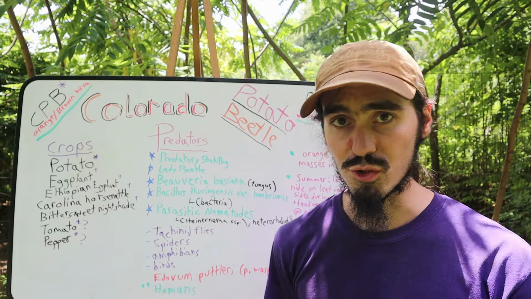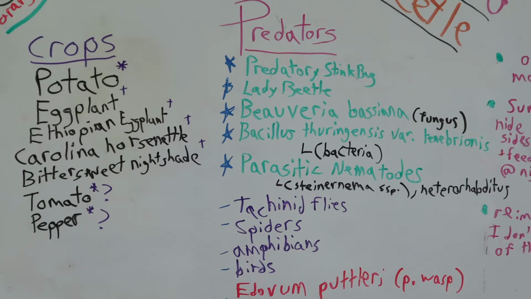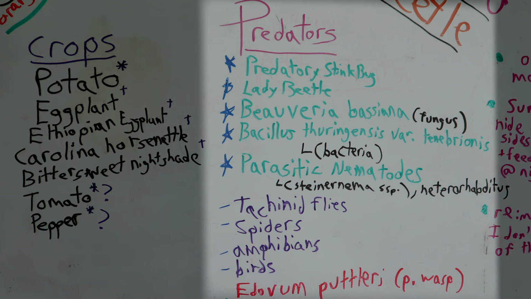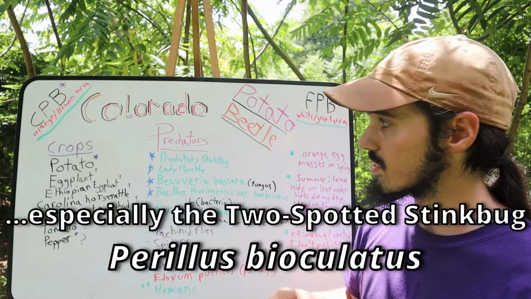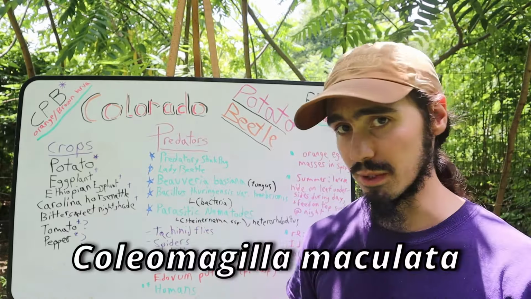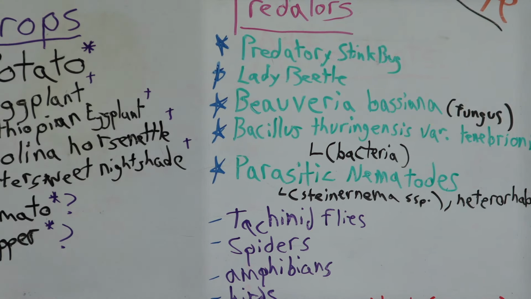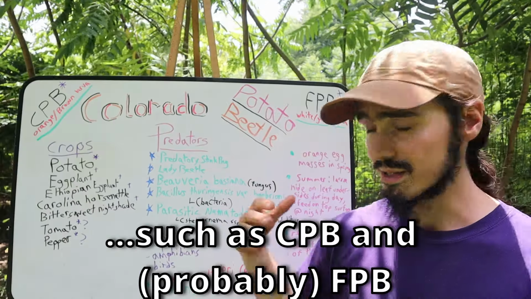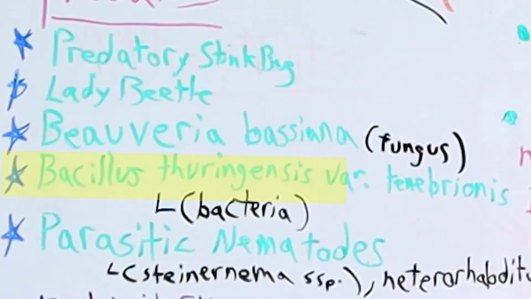So in terms of predators, what will go after the CPB or the FPB? So in certain areas of North America, the predatory stink bug, which comprises specific species of stink bugs, right? Some of them are predatory, others are pests. But the predatory stink bug can go after some of these larvae, as will the lady beetle. We also have the fungus Beauveria bassiana, which is a fairly common IPM tool to help reduce the populations of certain pest insects. And then same thing with certain strains of the Bacillus thuringiensis, especially the variety tenebrionis.